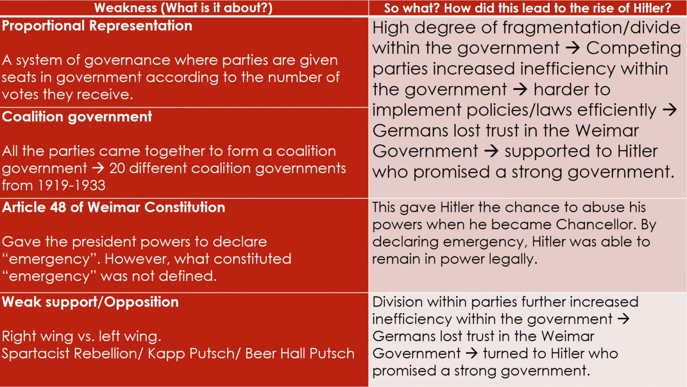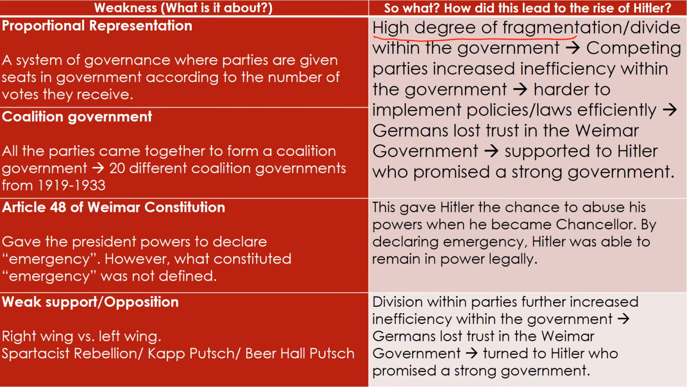So what happens in the end is that there are going to be many different parties. And these parties do not all have the same view about how Germany should run. This results in what we call a high degree of fragmentation, a divide within the government. And because they are not able to get along, the ability, efficiency and effectiveness of the Weimar government reduces. Okay, it becomes harder for them to implement policies, and over time, the Germans start losing trust in the Weimar government and decide to turn towards people like Hitler who say, I'm going to solve the problems for you.